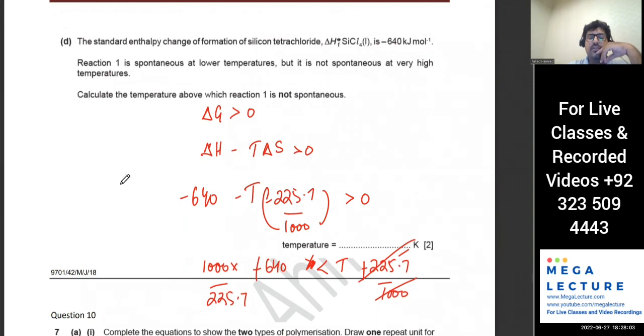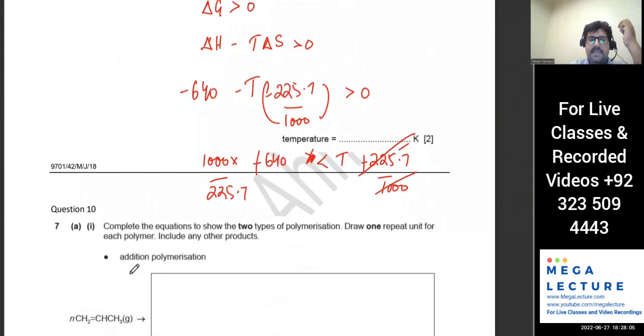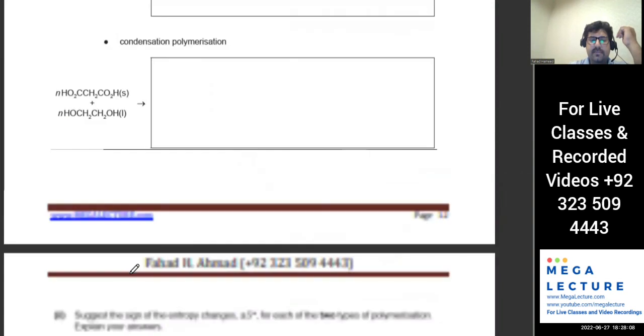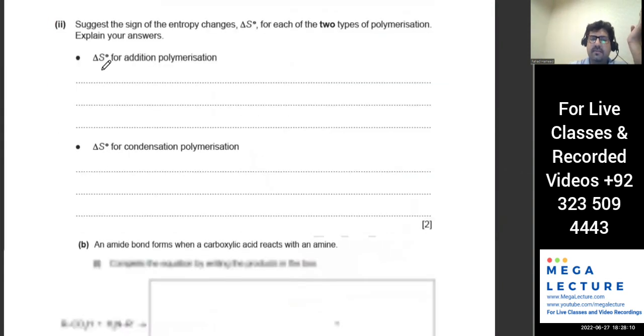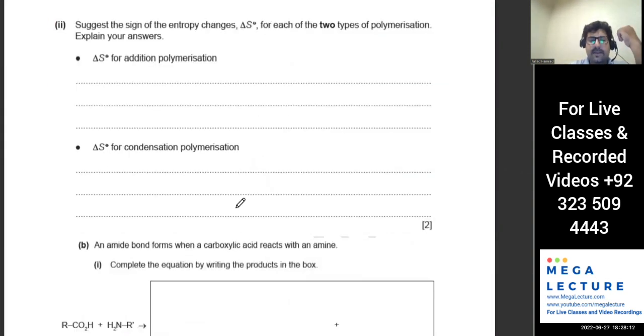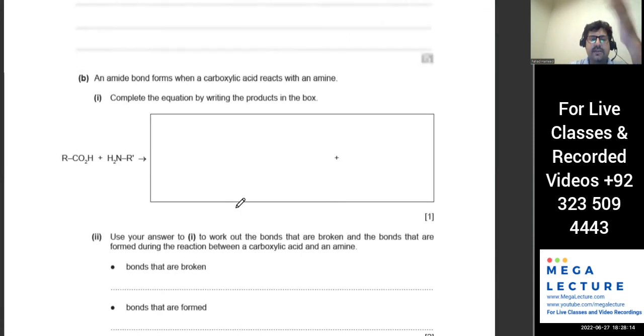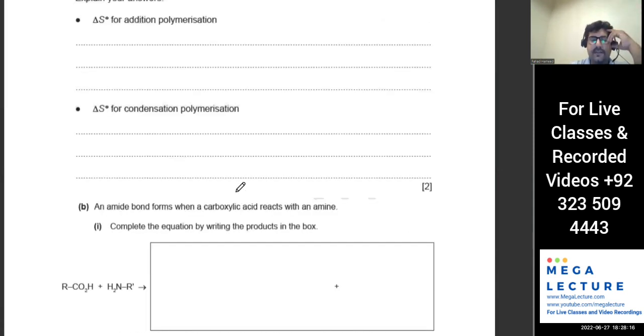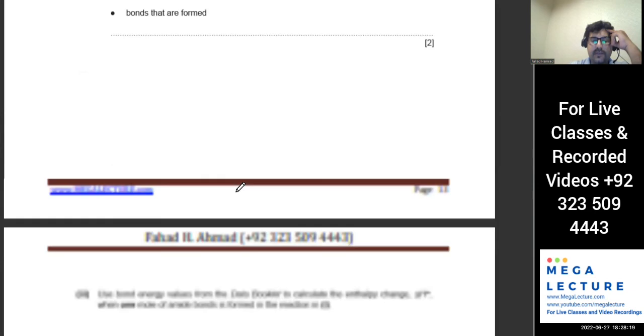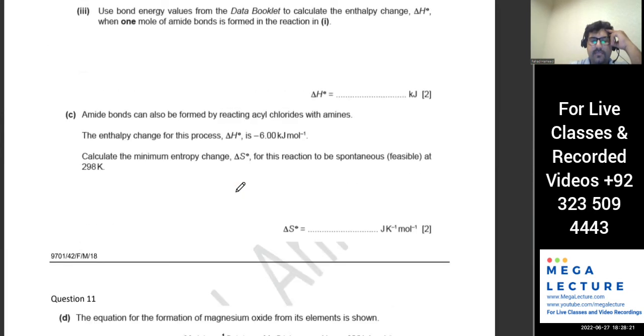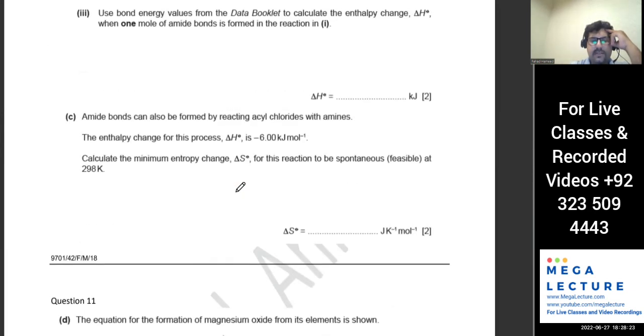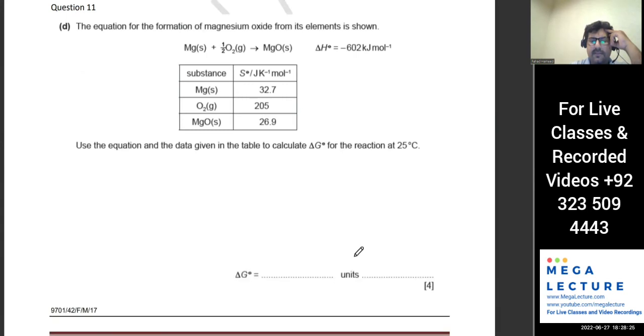Anyway, you can ignore question 10 for now. It's slightly related to organic chemistry. You can try doing this, and the answer might be given somewhere, but ignore this because you have to understand polymerization and all of that. So you can sort of ignore this one for now. All the questions are very typical. It's the same thing over and over again.